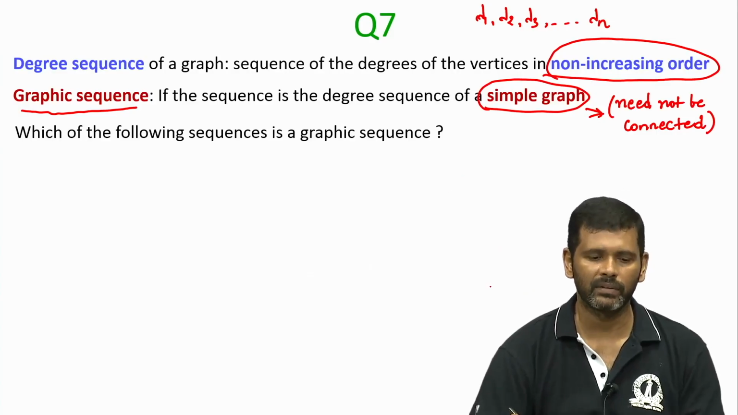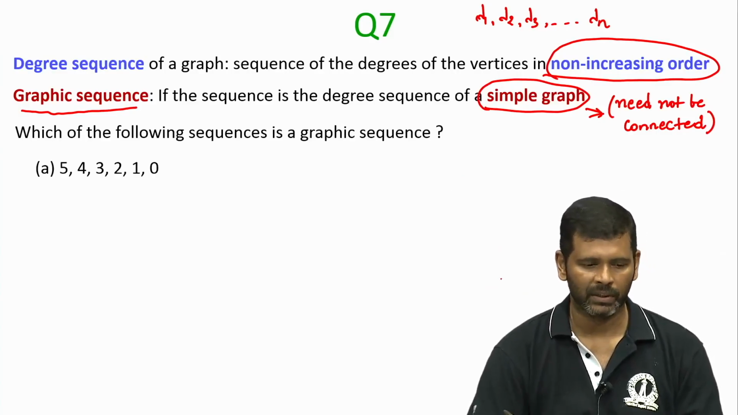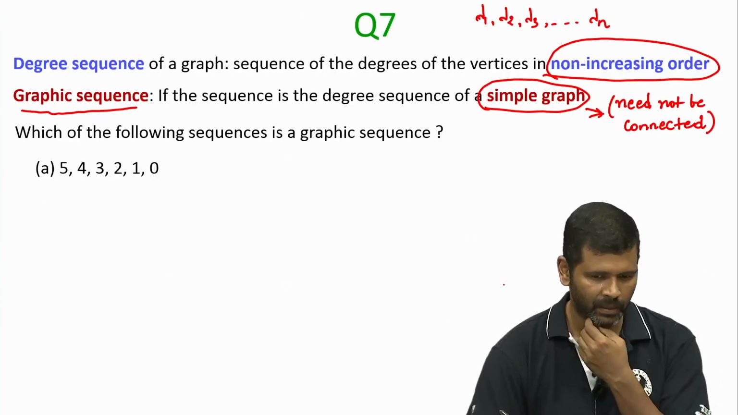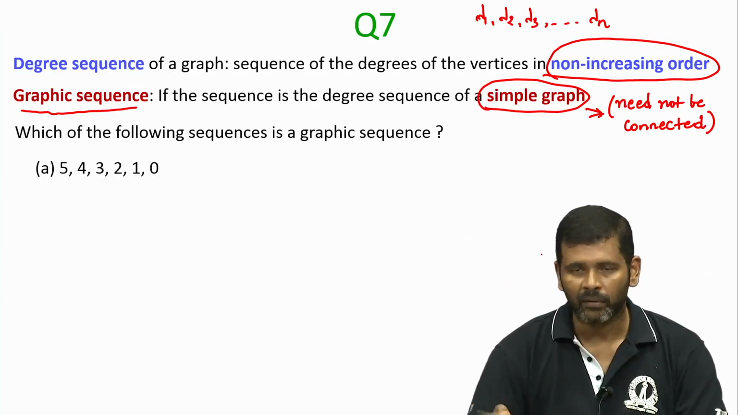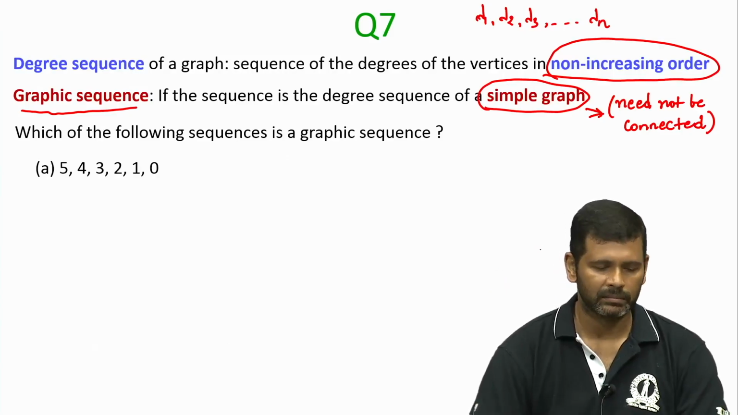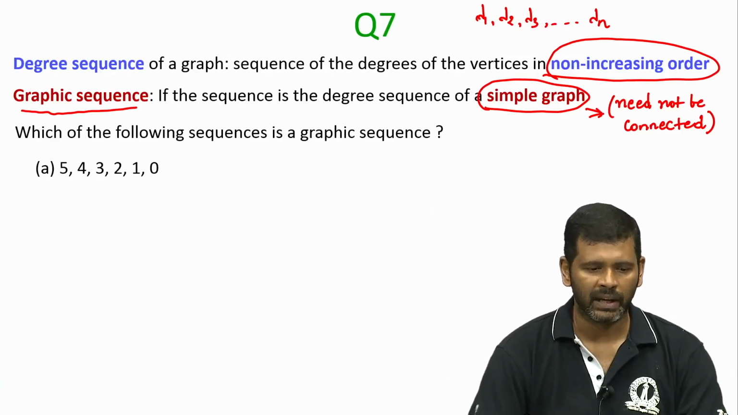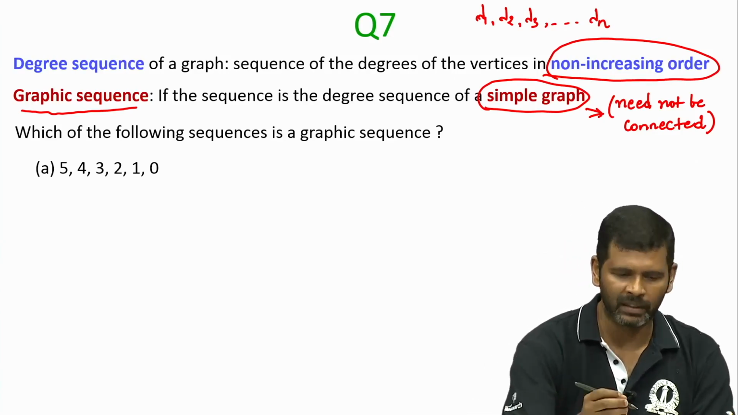So, the first few parts of question 7 basically ask you to prove or disprove which of the given sequences is a graphic sequence. Let us take the first sequence, 5 4 3 2 1 0. Of course, one obvious condition in a graphic sequence is that the values should be non-negative. You can't have a vertex with a negative degree.